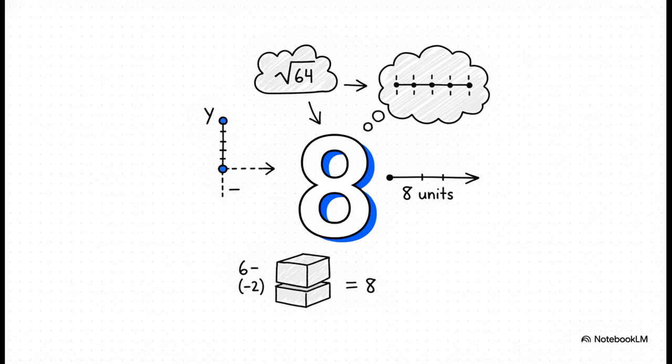6 minus -2 gives us positive 8. Squaring that gives us 64, and the square root of 64 brings us right back to 8 units. Or, you could just count the spaces on the y-axis. 6 units above 0, 2 units below, 8 units total.